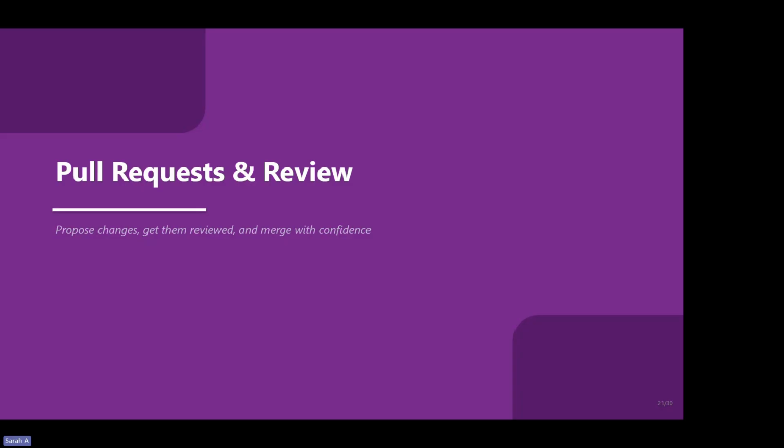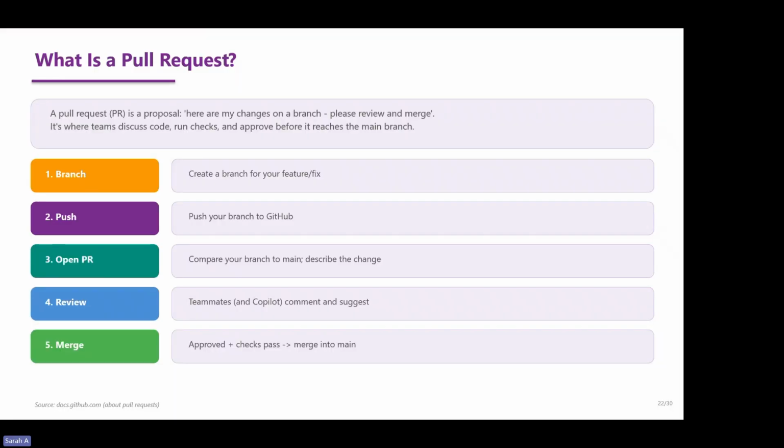Okay, so that's what we call a pull request. A pull request, or PR for short, is just a proposal. You are saying to your team, hey, I made these changes on a branch. Please review them, and if you like, merge them into our main code. That's basically what it means. So it's not magic. It's just a structured conversation about a change. And these are the 5 steps you should know about when you want to make a pull request.